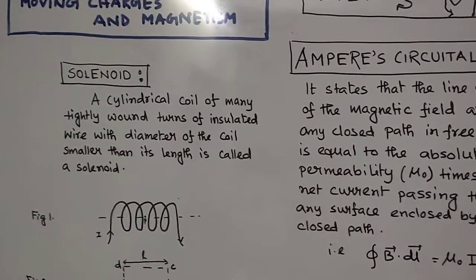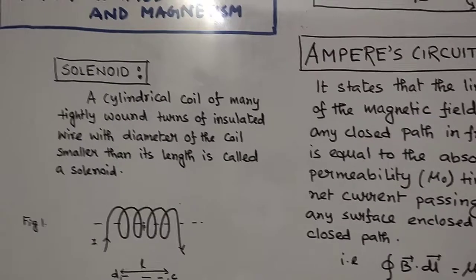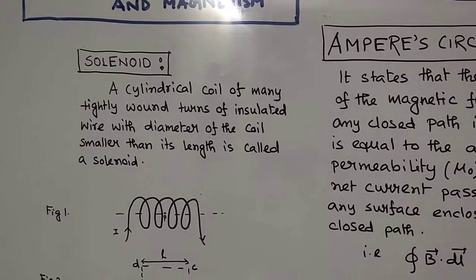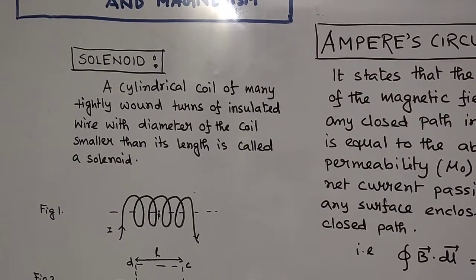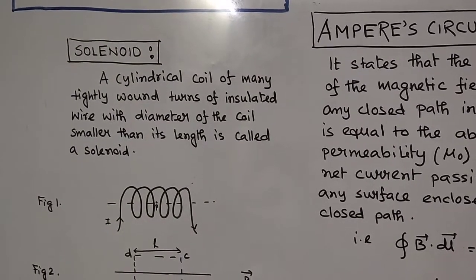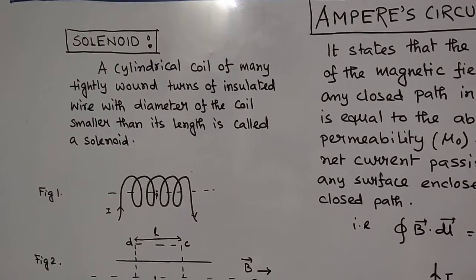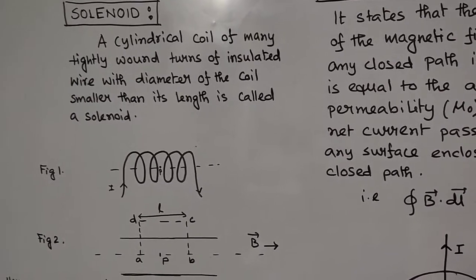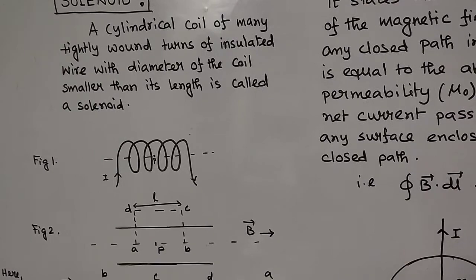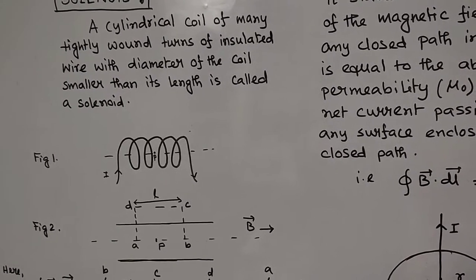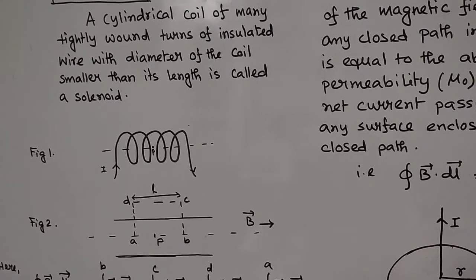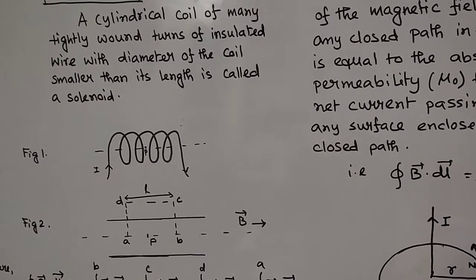So a solenoid, I think most of you know what a solenoid is, and probably you have seen it. Let me read out what we have written: a cylindrical coil of many tightly wound turns of insulated wire with diameter of the coil smaller than its length is called a solenoid. In figure 1 we have shown the axis of the solenoid, and P is the specific point on the axis well inside the solenoid, and I is the current flowing through the wire which we have used to construct the solenoid.